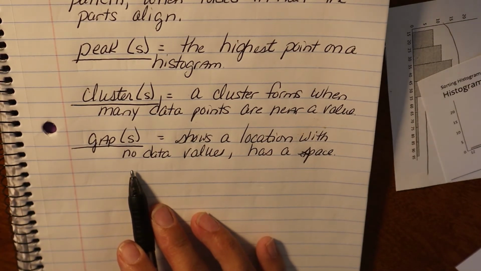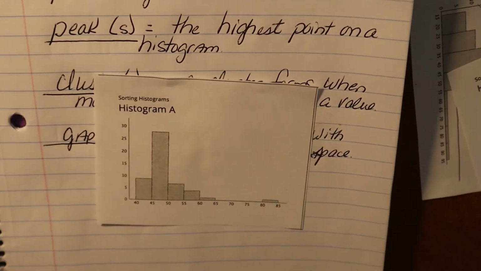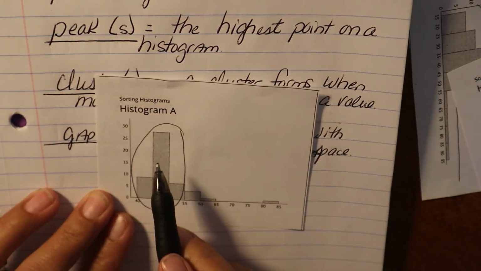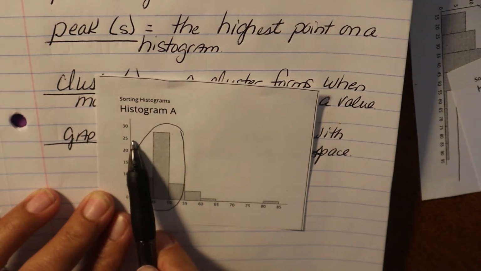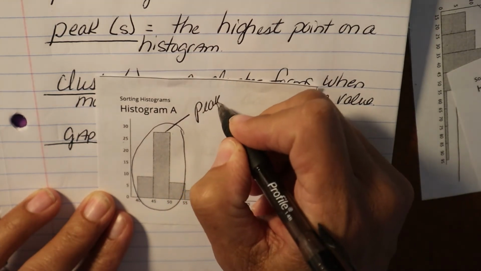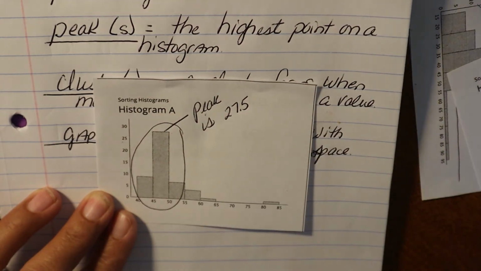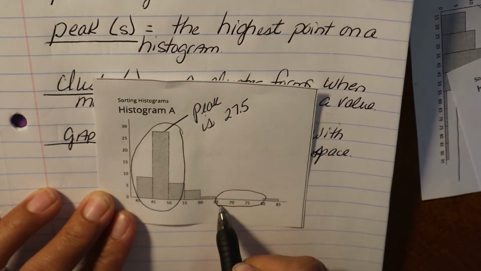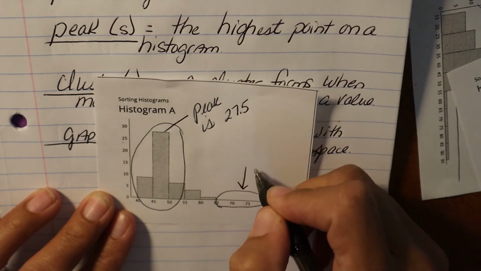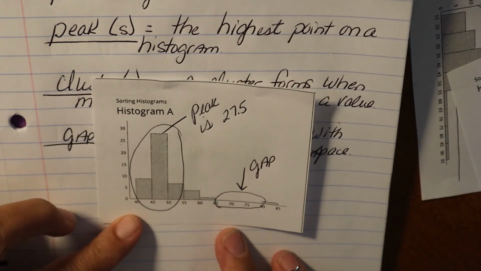I've got, let's find one. Oh, here's a great one. Histogram A. If you notice, if I can zoom in just a little bit, we have a cluster right here. We also could say we have a peak. It looks like the peak is kind of in between 25 and 30, so maybe the peak is 27.5. And here's a gap. We have no data, so there's nothing between 65 and 80. It's blank. This would be called a gap. This particular histogram has one gap.